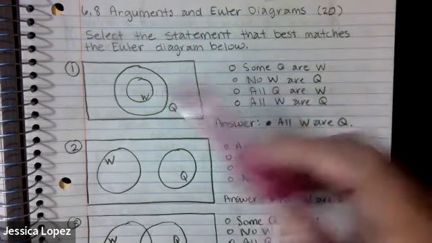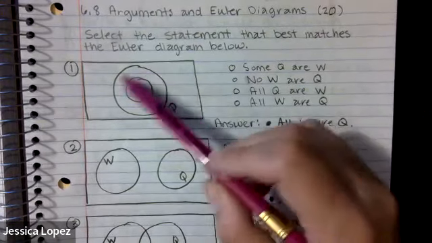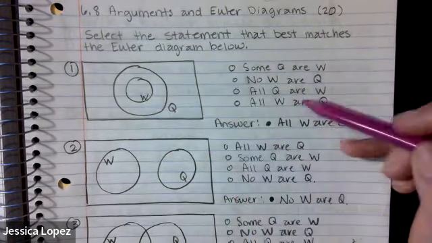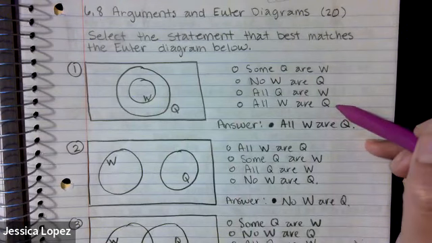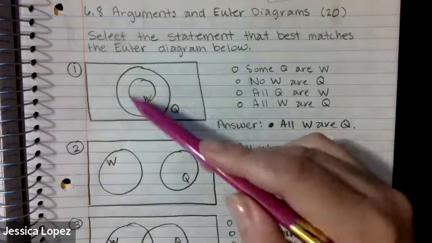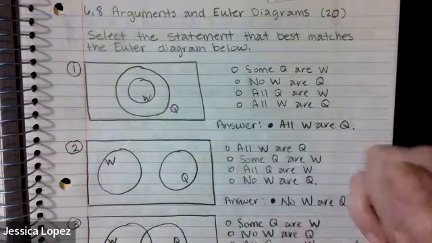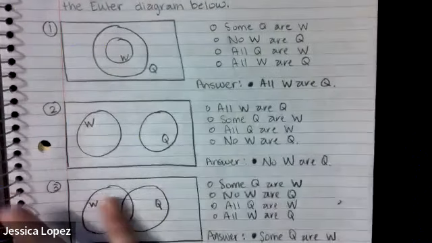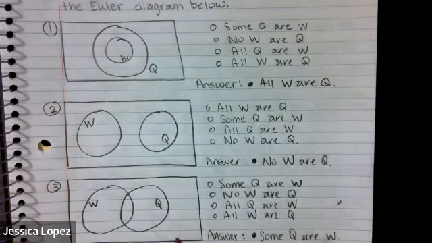All Q are W. That's not true because you've got some Qs outside of W. And then finally, all W are Q. And that is true because all of the set of Ws are inside Q. And so all W are Q is the best option.